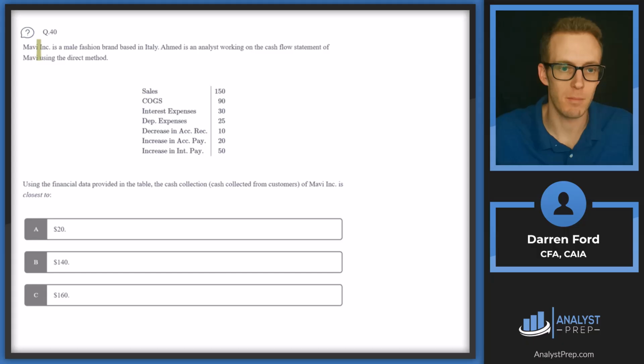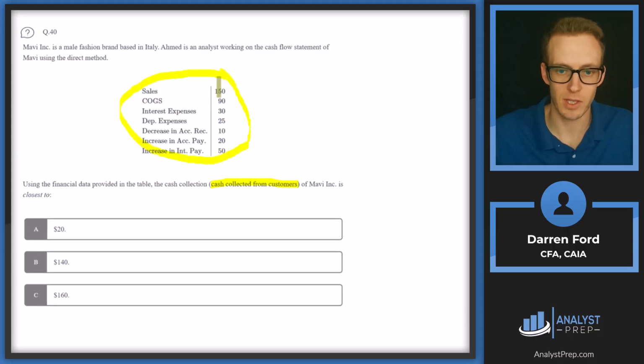Question 40. Maybe Incorporated is a male fashion brand based in Italy. Ahmed is an analyst working on the cash flow statement of Maybe using the direct method. So we've got sales, cost of goods sold, interest expenses, depreciation expenses, decrease in accounts receivable, increase in accounts payable, and increase in interest payable. Using the financial data provided in the table, the cash collected from customers of Maybe Incorporated is closest to $20, $140, or $160.